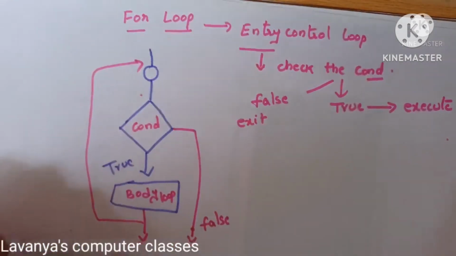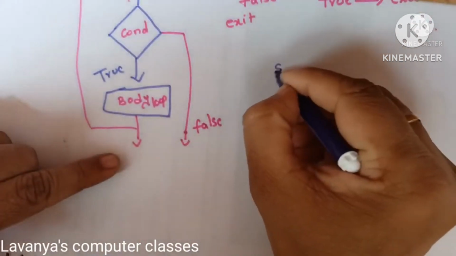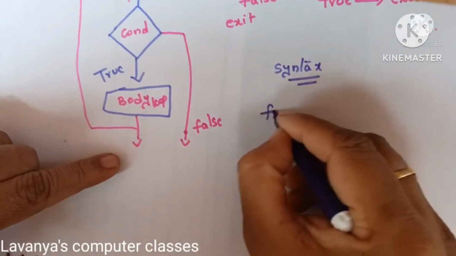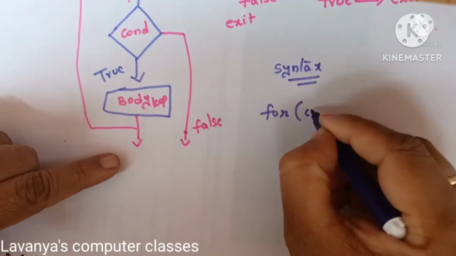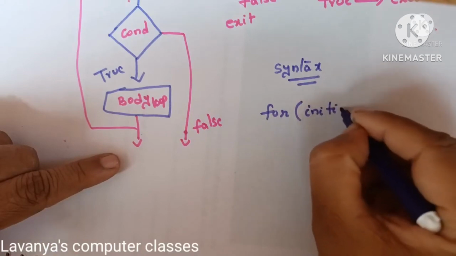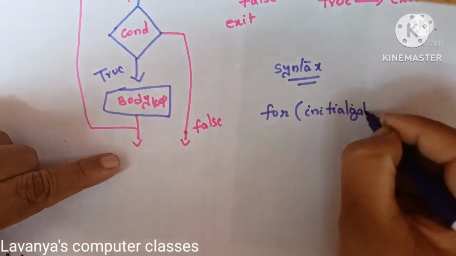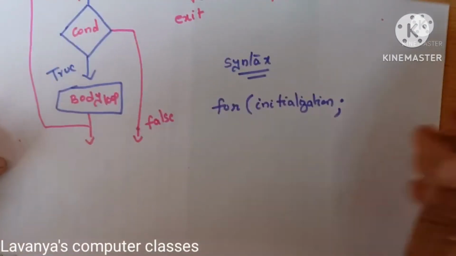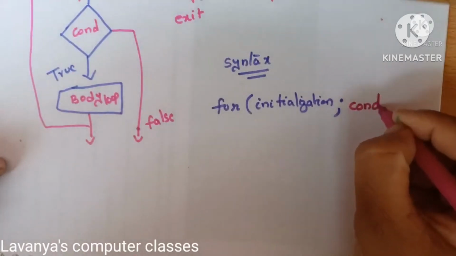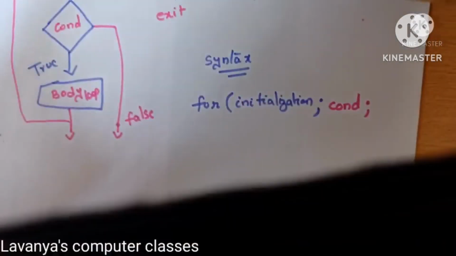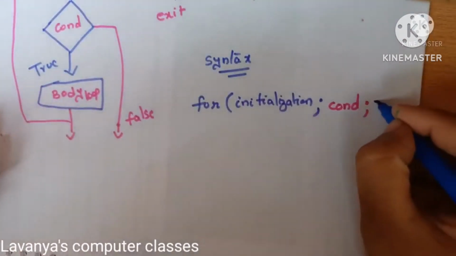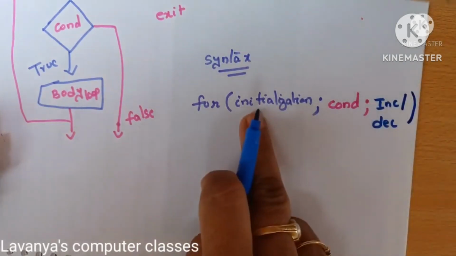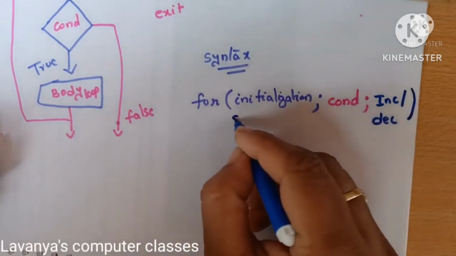For loop is the example for an entry control loop. So now we'll explain the syntax of the for loop. The entire for loop has 3 parts. First, for is a reserved word, then parentheses: first initialization, semicolon, next condition, semicolon, then increment or decrement. Totally 3 parts: initialization, condition, increment. These 3 are separated with semicolons. So this is the syntax of the for loop.